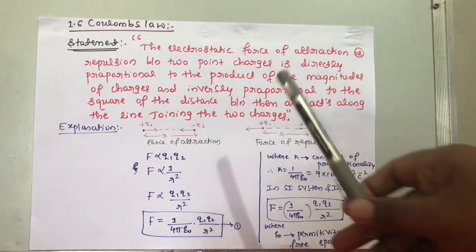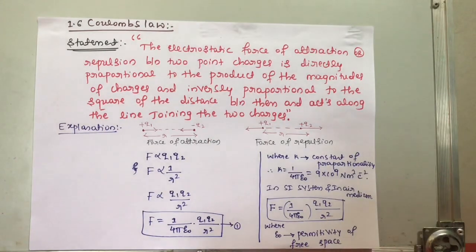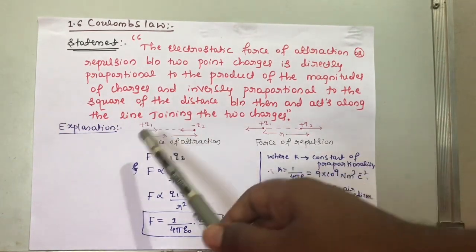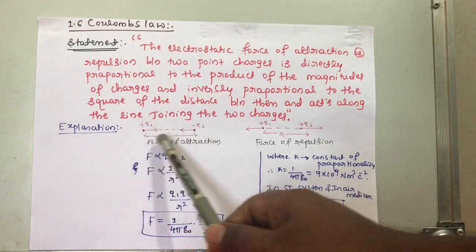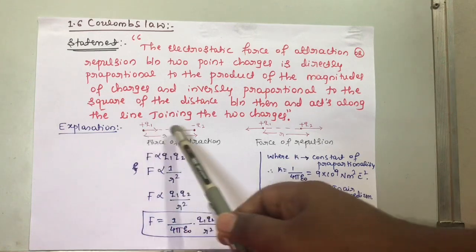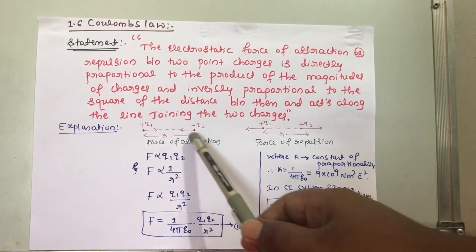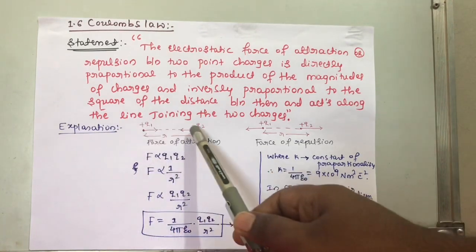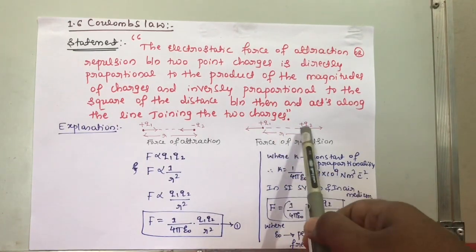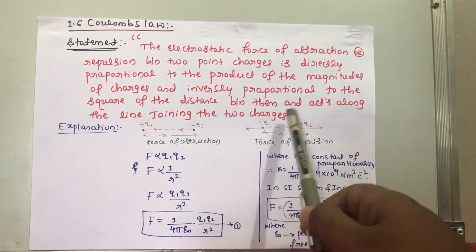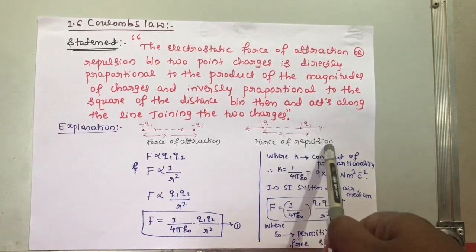In this diagram, Q1 and Q2 are the two point charges. Here I consider one as a positive charge and the other as a negative charge. The unlike charges attract each other, so the force between these two point charges is a force of attraction. But here I have considered two point charges that are both positively charged. In this case, the force is a force of repulsion.